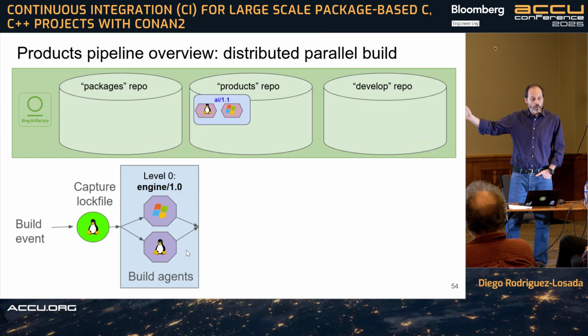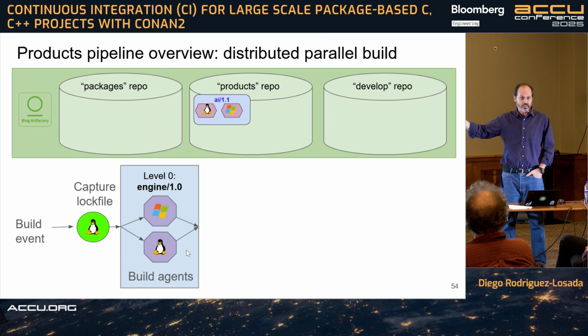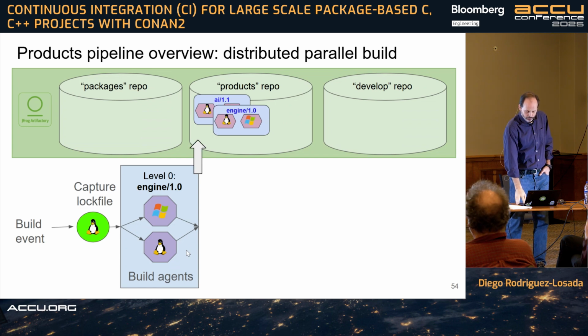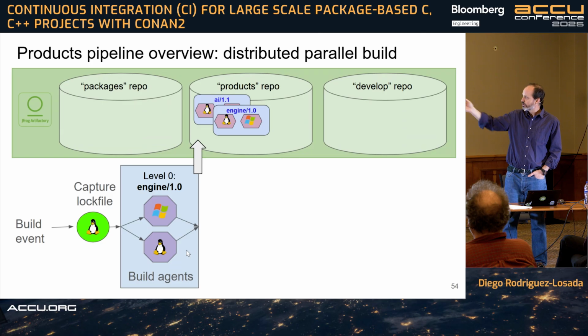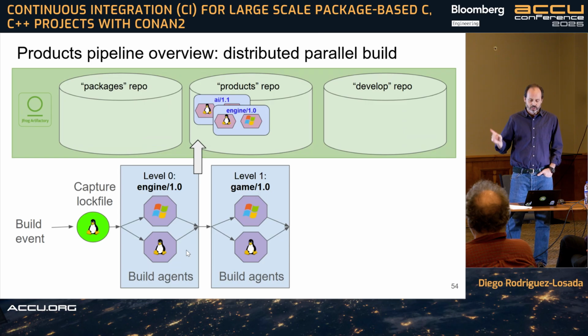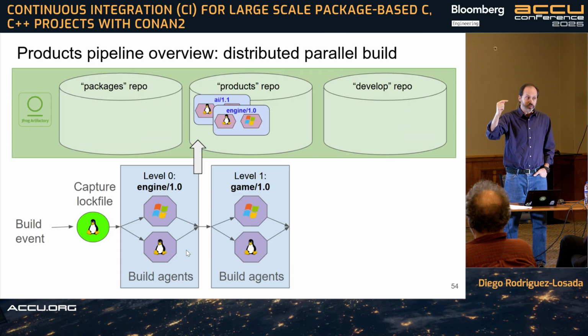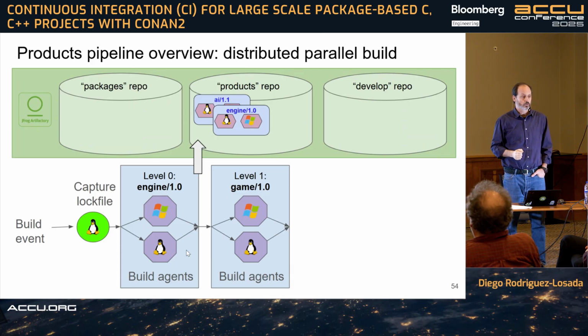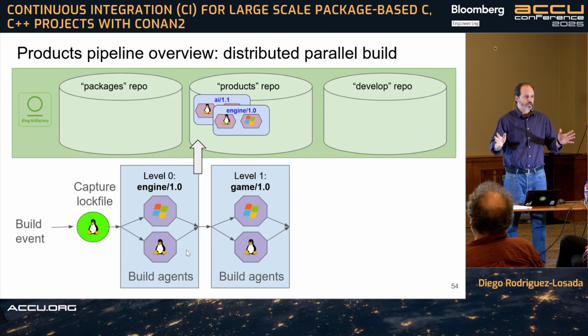When both agents have successfully finished, we know that we can move to the next stage. Of course, we can now upload those binaries for the engine that were built to the products repo, right? And when this happens, we know that we can move to the next stage. We can now start building game against both the new binaries for engine and the binaries for AI 1.1. And we can create the Windows agent and the Linux agent for game.